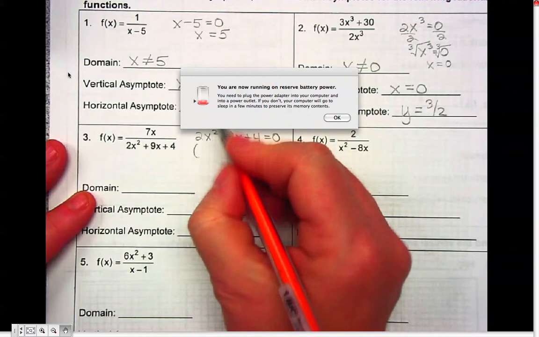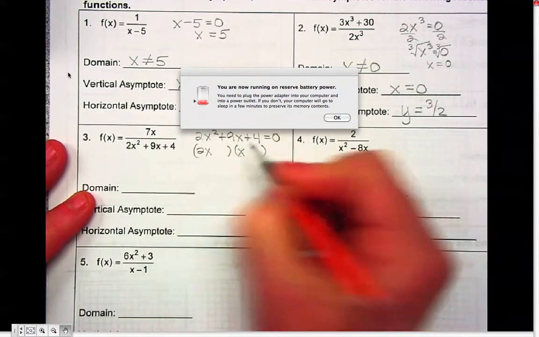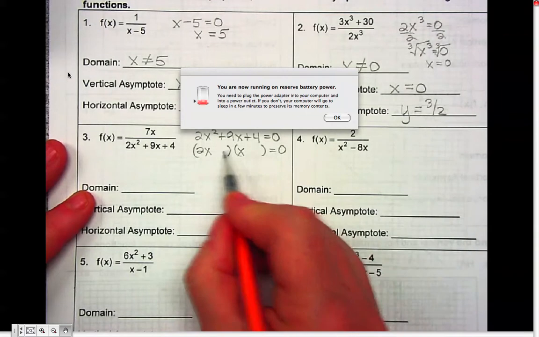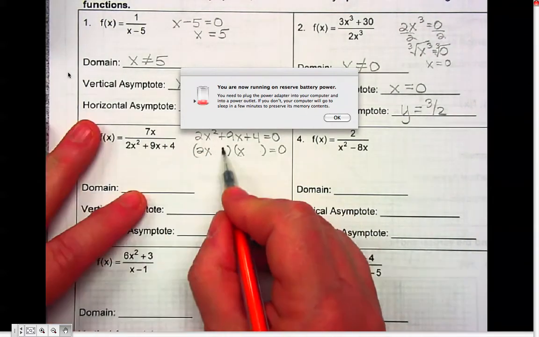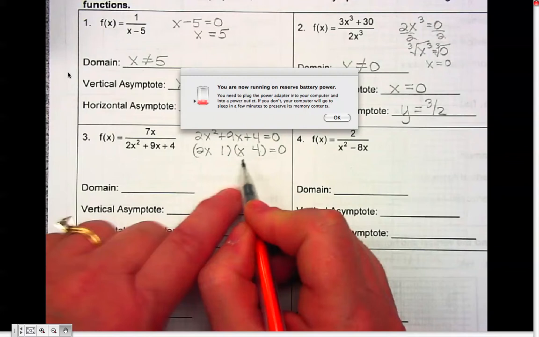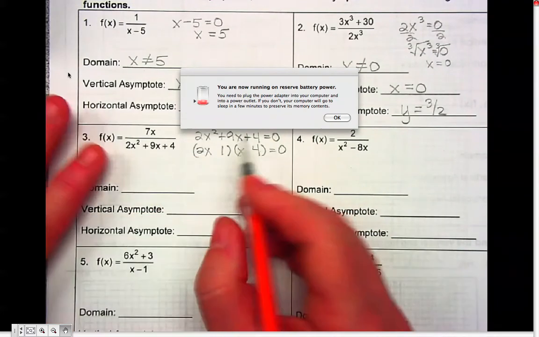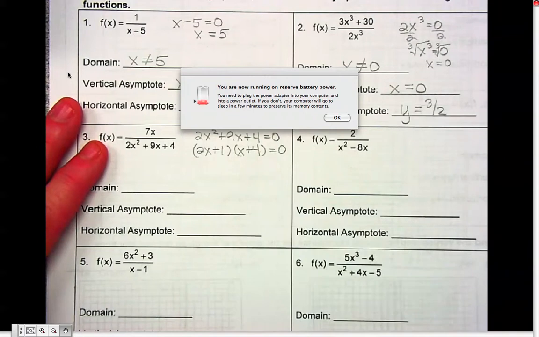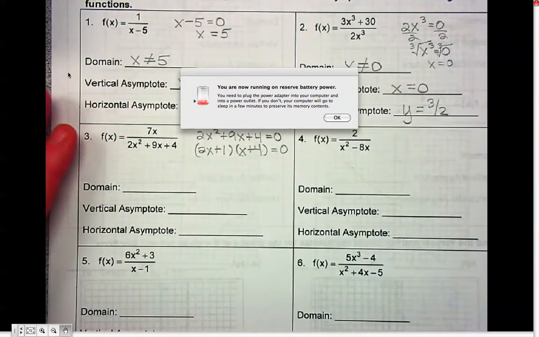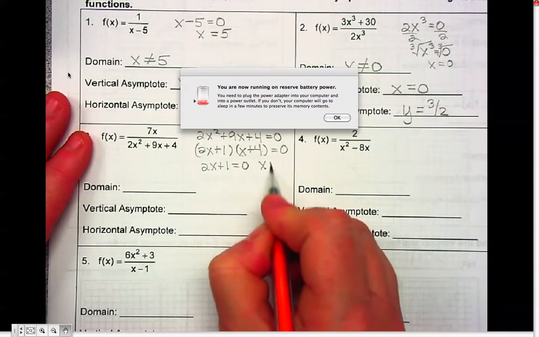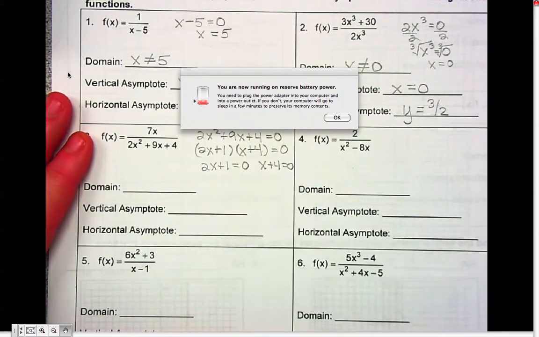Go ahead. Factor this, 2x and x. We could try 2 and 2, we'd have 4. Okay, how about 1 and 4? You have 1x and 8x would be 9x. So they're both plus. Then what do you do? Okay, so 2x plus 1 equals 0 and x plus 4 equals 0.